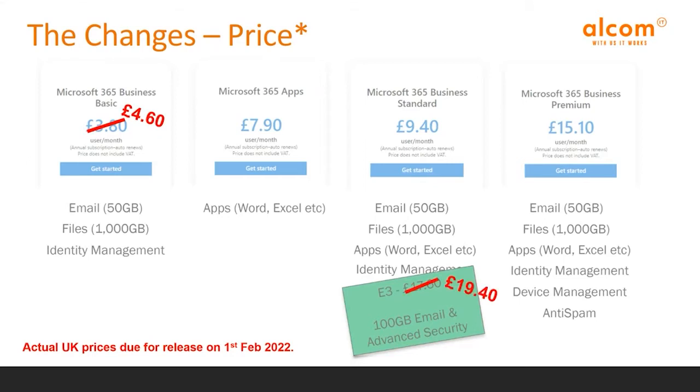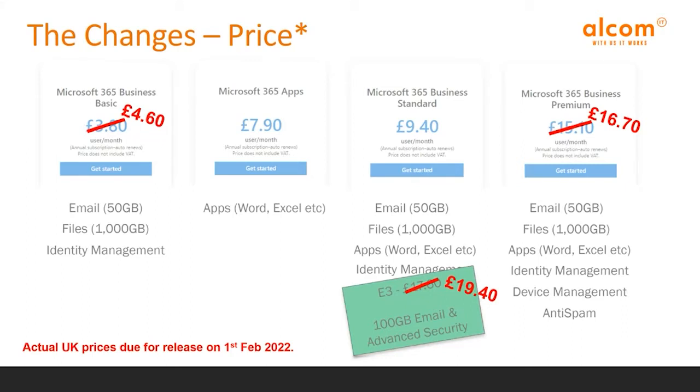Next is Microsoft E3, going up from £17.60 a month to £19.40 a month. So there's another big jump there on Microsoft E3. And Business Premium. If you've got Business Premium, that's going up roughly, I think that's about 13% or 15% there. So regardless of what happens, on the 1st of March, these prices are going up. Regardless. So that is what's happening with the price changes.